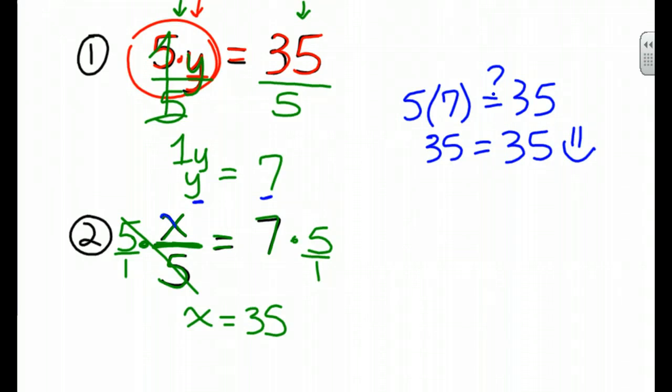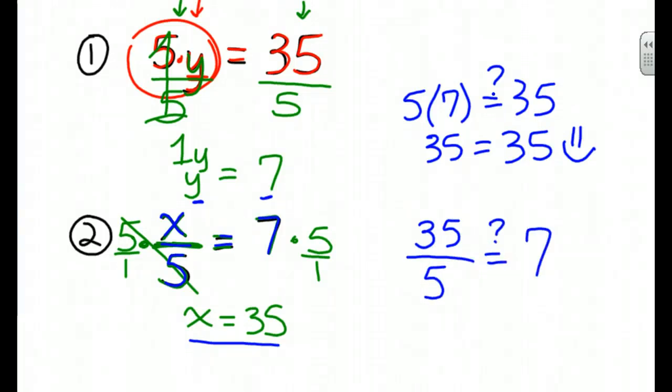Now over here, we have our x over 5 equals 7. And we got down here that our x equals 35. So let's check this one. Does 35 divided by 5 equal 7? That's what we're checking. And yes, it does. We know 35 divided by 5 is 7. So 7 equals 7. Everything checks out. So these are our checks. I want to make sure I see that.